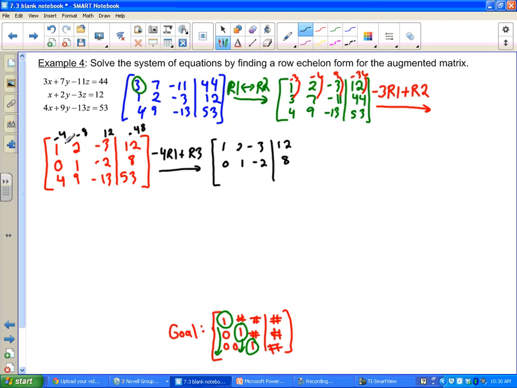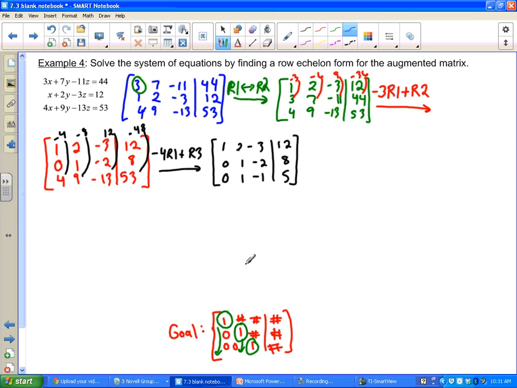And basically that's because the more things you try to do in your head, the more likely you are to mess up somewhere. Negative 8 plus 9 is 1. 12 plus negative 13 is negative 1. Negative 48 plus 53 is 5. So we're done with our first column. Now we have to do this kind of strategically to make sure that we don't mess up that first column. By doing what I told you down here, you'll be able to make sure you don't mess up what you've already done.